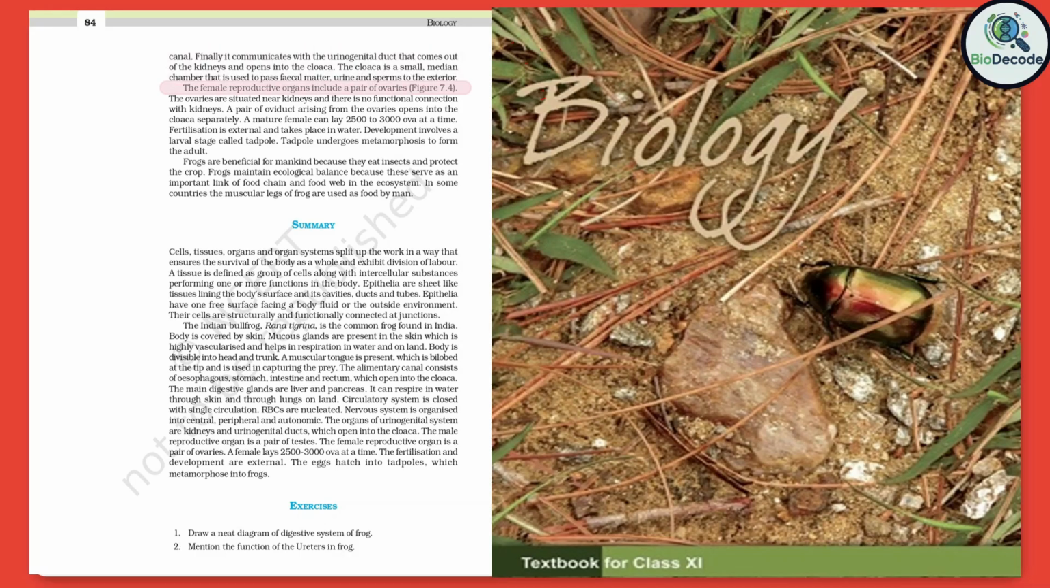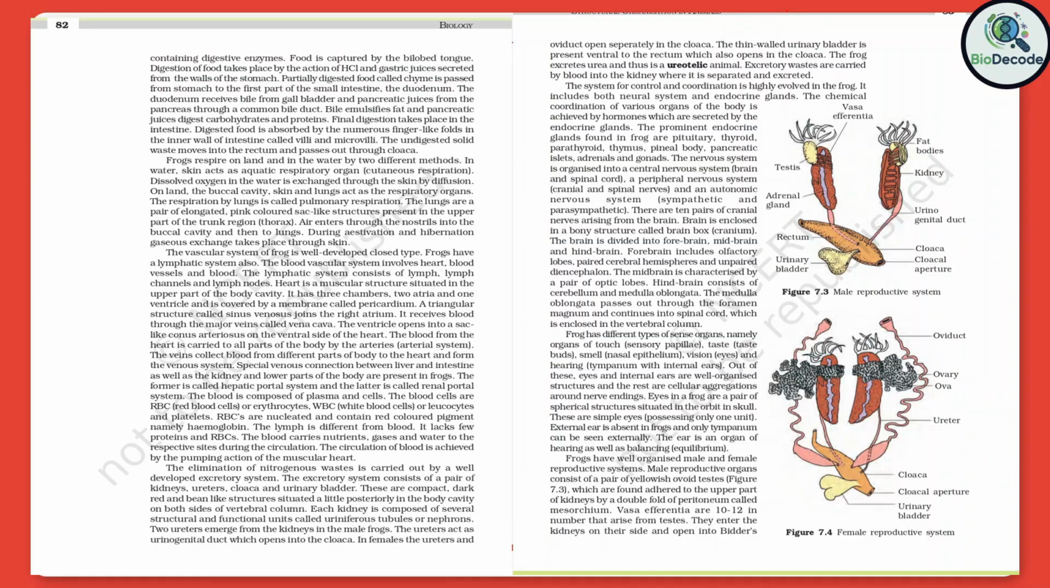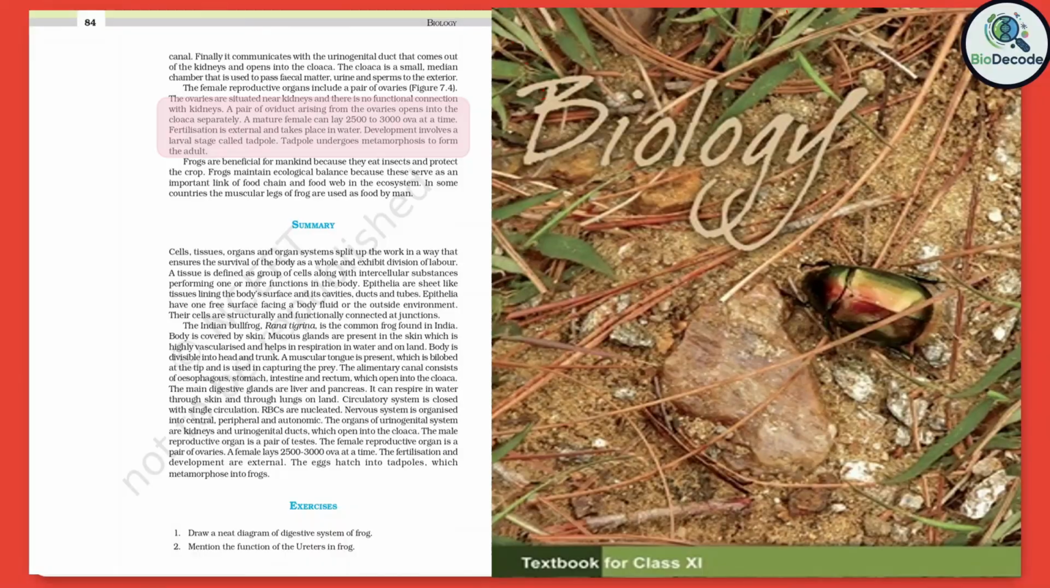Female reproductive organs include a pair of ovaries. Figure 7.4 shows the female reproductive system. It displays ovary, oviduct, eggs called ova, cloaca, cloacal aperture, and urinary bladder. The ovaries are situated near kidneys, and there is no functional connection with kidneys. A pair of oviducts arising from the ovaries opens into the cloaca separately. A mature female can lay 2,500 to 3,000 ova at a time.